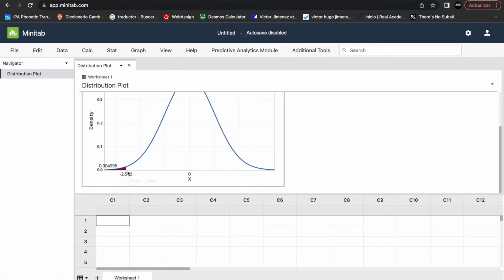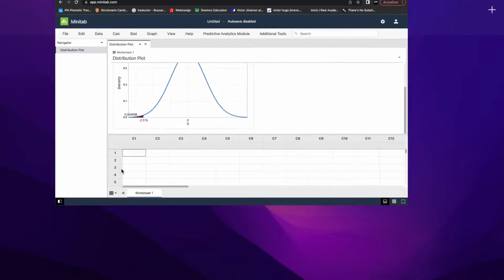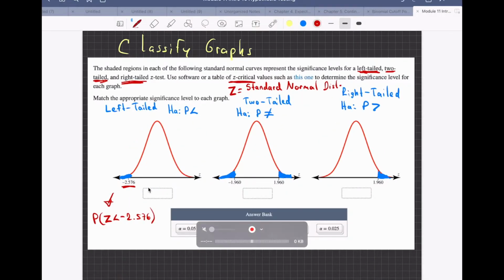And there you have it, you see? Notice the corresponding probability is 0.005, rounded to 3 digits. So the answer is, here you will have to choose 0.005.